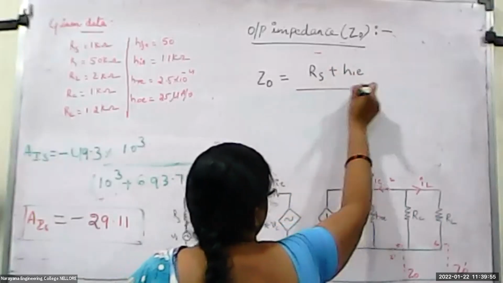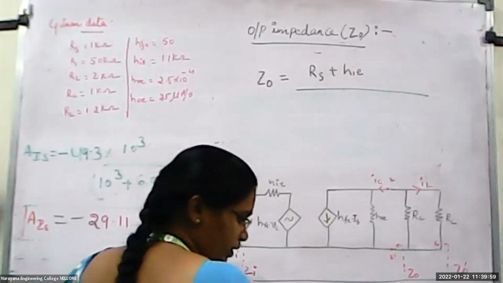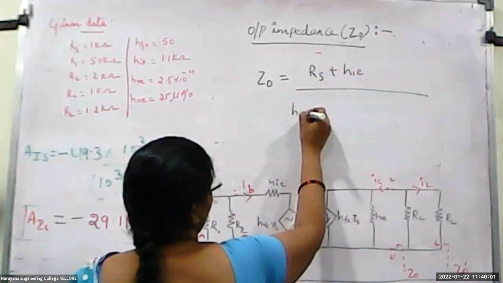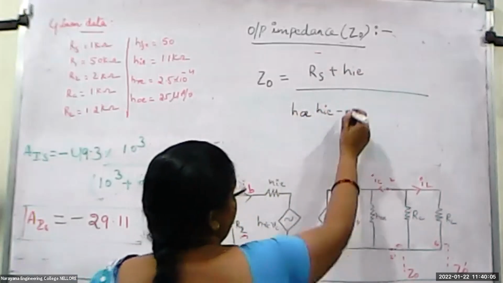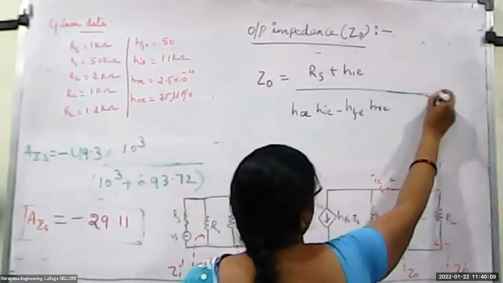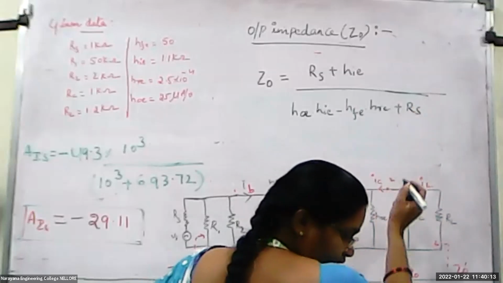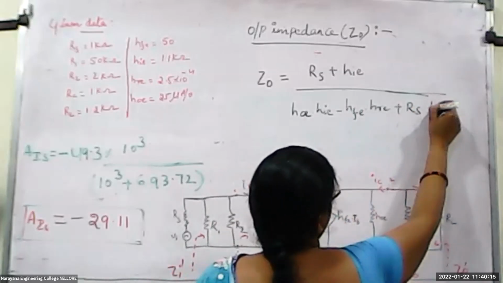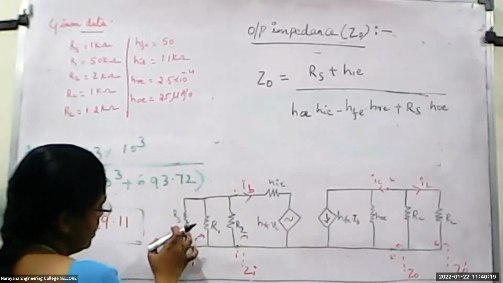RS dash plus HIE divided by HOE into HIE minus HFE into HRE, plus RS dash into HOE.